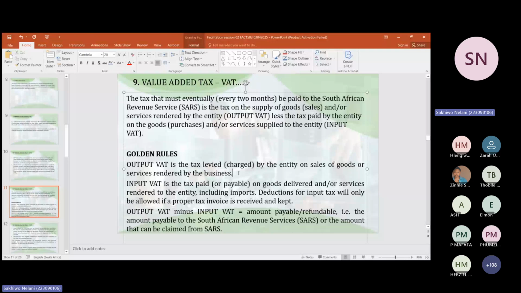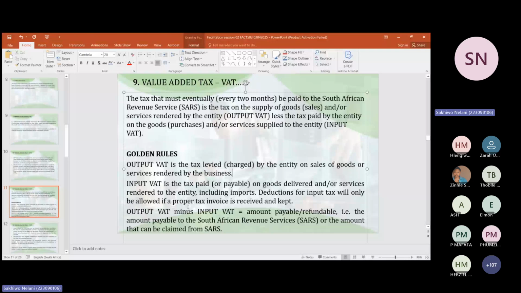So it's important, for you to make a determination whether there is a possible refund or amount payable, that you apply these mathematical calculations, looking at the output versus your input VAT. Ultimately, there must be a determination that gives an indication that there's an amount that needs to be paid over to SARS.